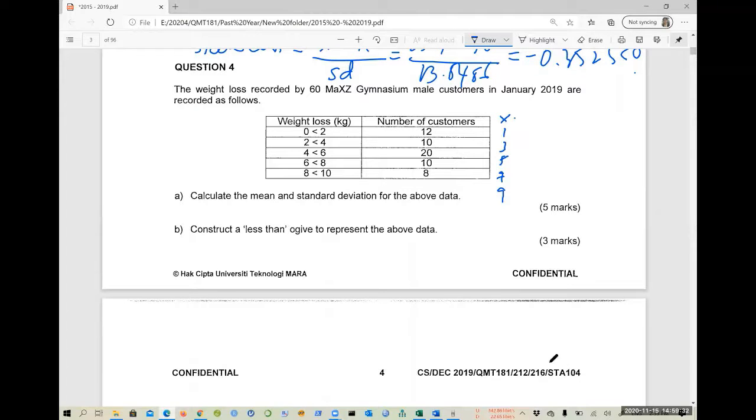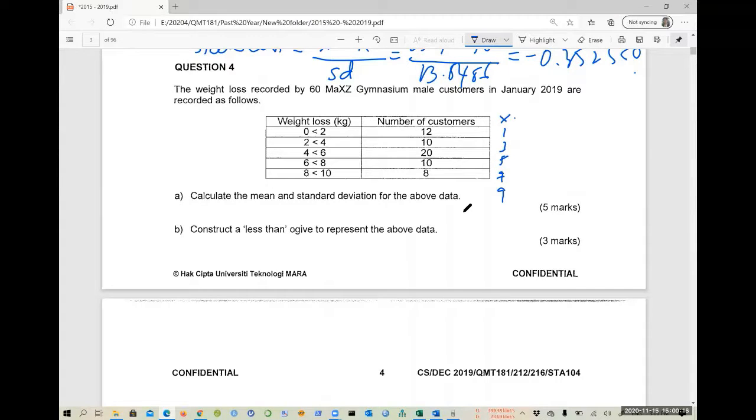Let's see how we can do this. We're going to get the answer directly, but later in the exam you have to show the working. We just want a shortcut. So the actual way of writing your answer is to write down the summation of f and the summation of fx, and the summation of fx square, and then write down the formula for the mean, substitute the values, and get the result. Similarly, for the standard deviation, write down the formula, substitute the correct values, and get the result.